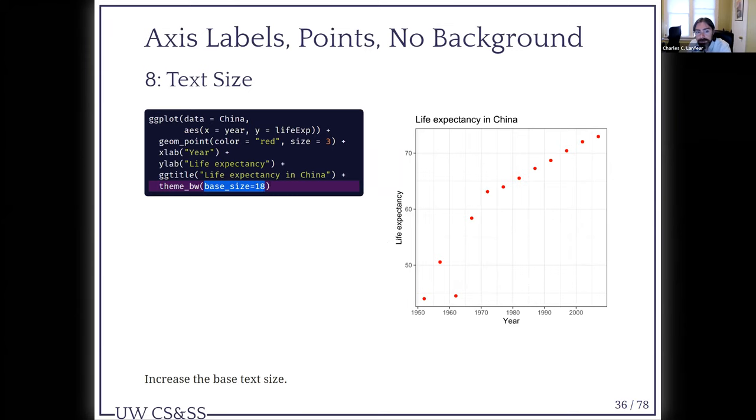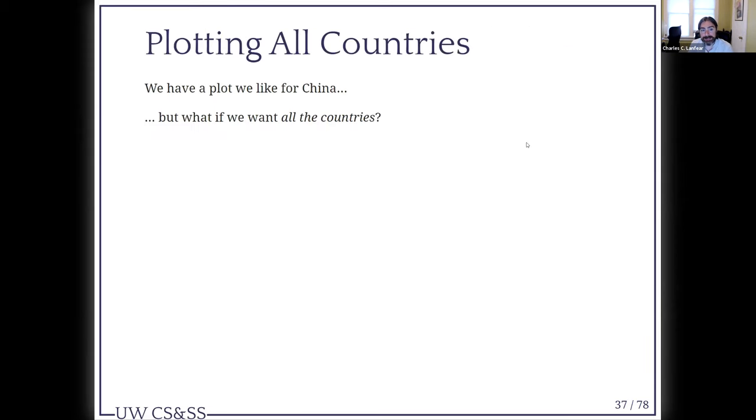Okay, do we have any questions about that? Nothing? We'll complicate it. Okay, so this is not a bad plot. It's not truly hideous. I think it looks slightly better than our base R one. But let's say we want to take this plot we have, but instead of plotting life expectancy in China, we wanted to plot every single country in the Gapminder data set at the same time. There's 154 of them. Let's modify this plot so that we can do all the countries at once.